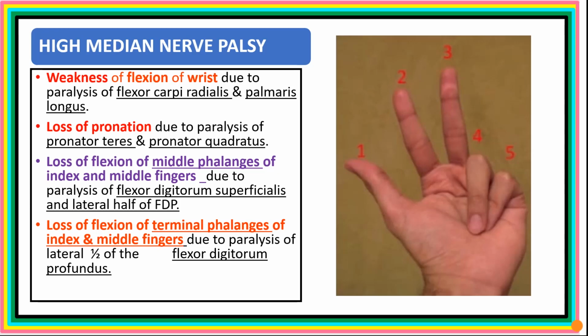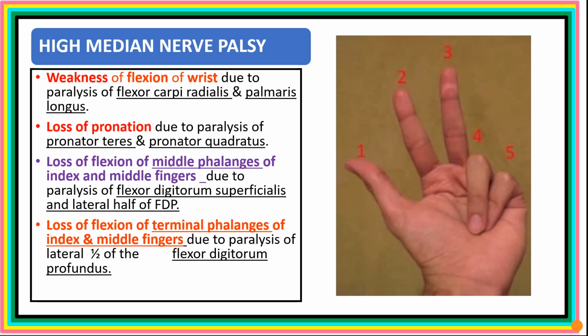We will also have loss of flexion of the middle phalanges of the index and middle fingers. Why are we having loss of flexion at this point? Because of the paralysis of flexor digitorum superficialis, which causes flexion of all the proximal interphalangeal joints, alongside the flexor profundus. We also have the loss of the lateral half of flexor profundus. So with the loss of these two muscles, we're going to have loss of flexion of the middle phalanges of the index and the middle finger.